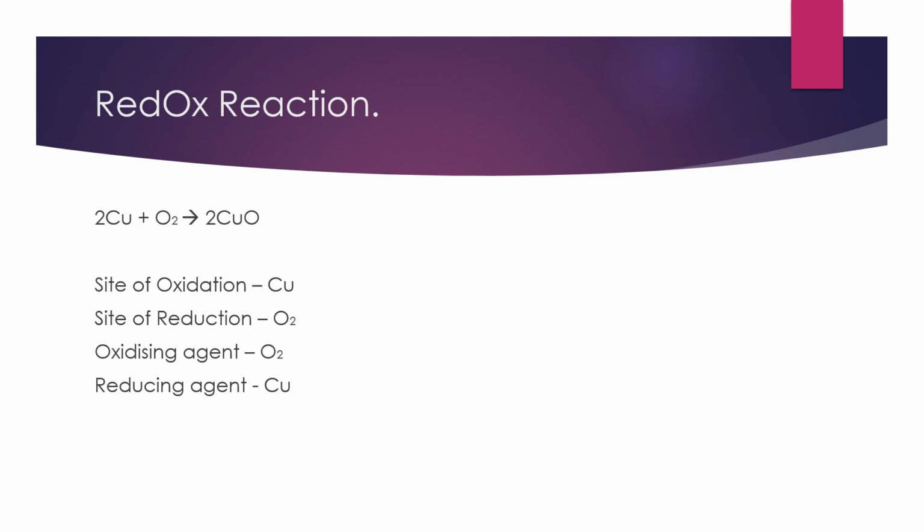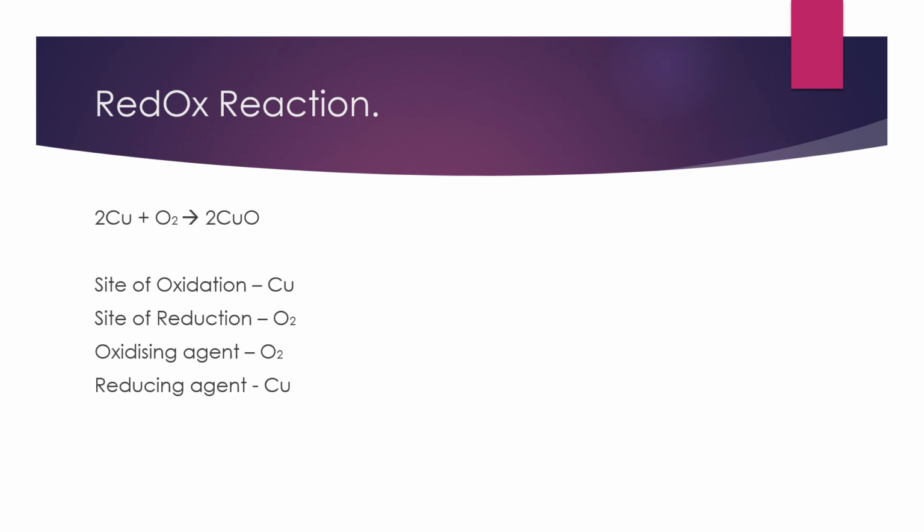Copper is oxidized. The site of oxidation, where the oxidation is taking place, is Cu, which is getting oxidized as oxygen is added to the Cu. Site of reduction: on the reactant side we can see that O2 is getting reduced to form 2CuO, that is copper oxide, in the product side. Oxidizing agent: O2.